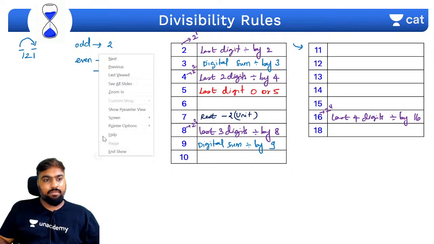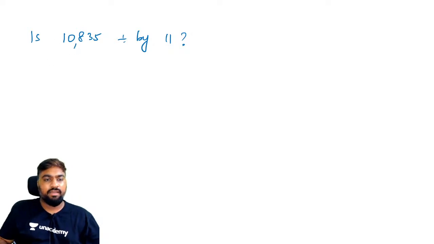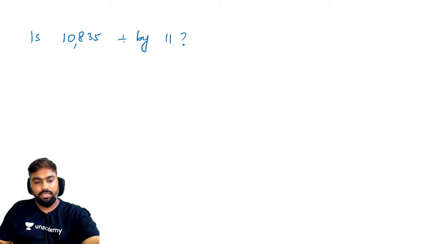So let's take an example. Is the number 10,835 divisible by 11? Quickly check and tell me. Don't use calculator, huh? Please don't use calculator. Without the calculator, test this.